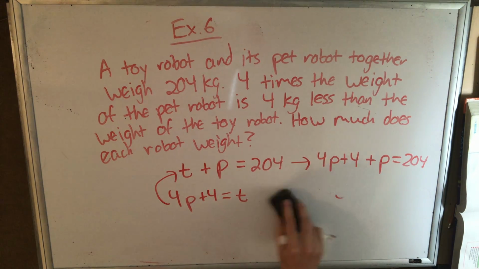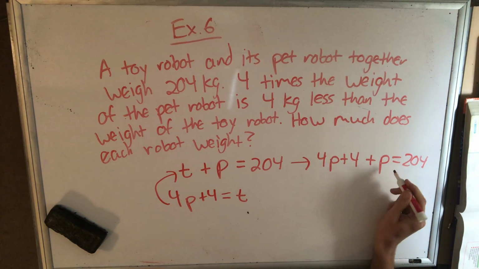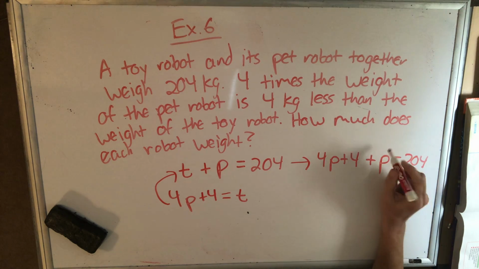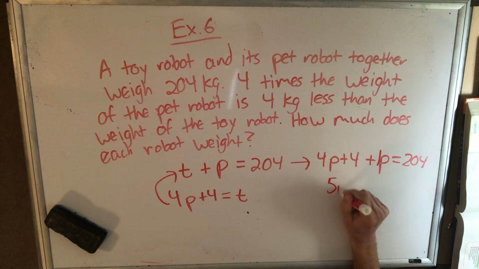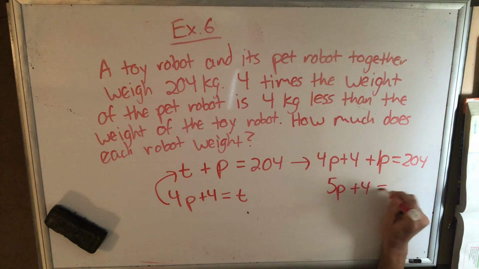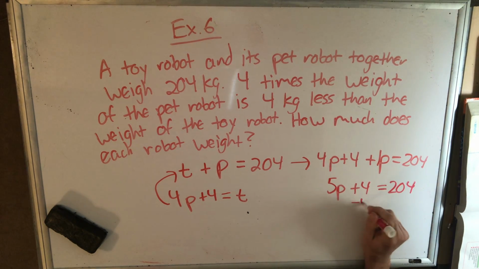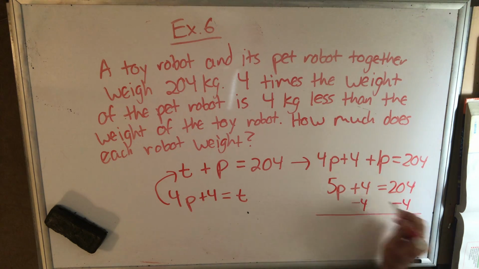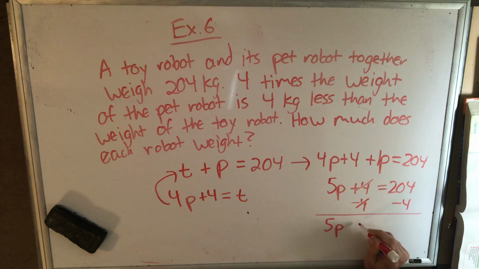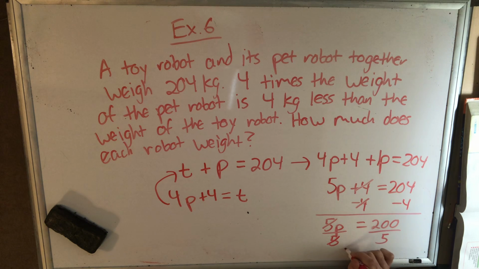And now combining the like terms, 4P plus P, or 4P plus 1P, same thing, is 5P. 5P plus 4 equals 204. Subtract 4 from each side. We get 5P equals 200. Divide each side by 5. 200 divided by 5 is 40. So P equals 40 kilograms. The pet robot has a weight of 40 kilograms.